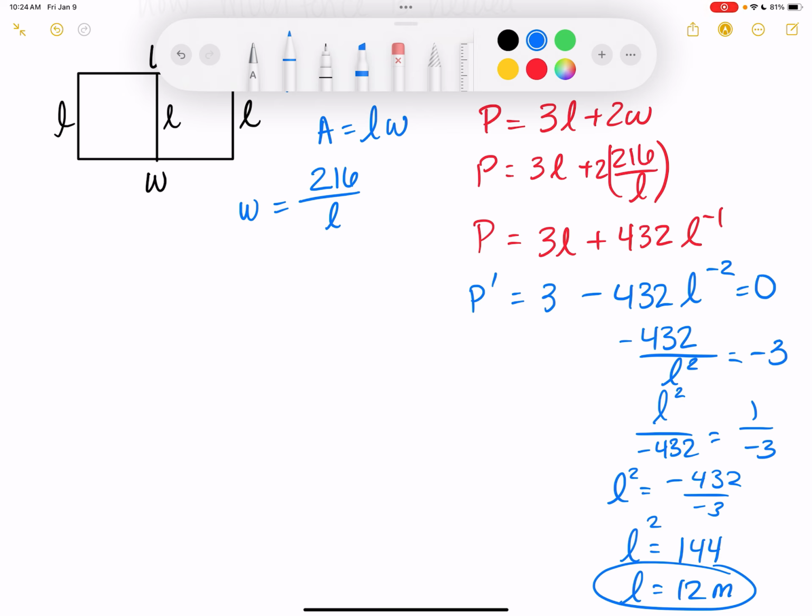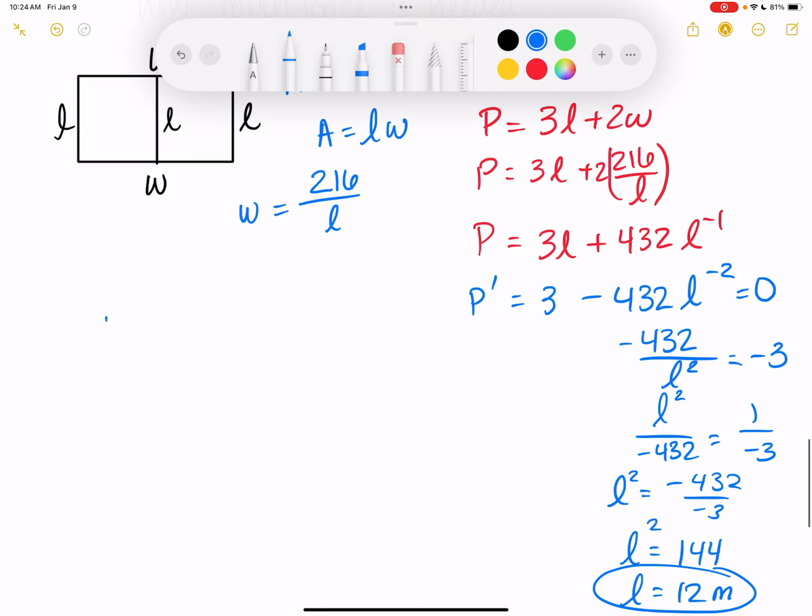All right, so then I'll take that and plug that in to the W equals 216 over L. So W equals 216 divided by 12, which is 18. So the dimensions are officially 12 by 18, because that's the first thing that it asked me for.